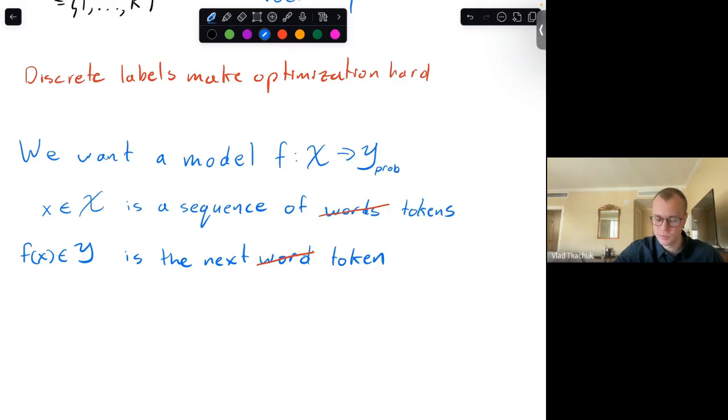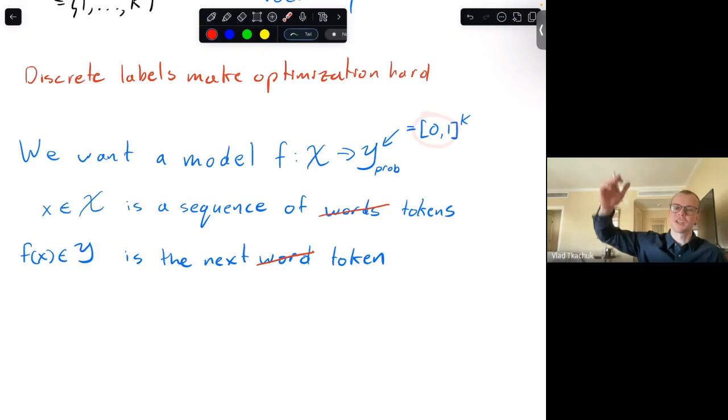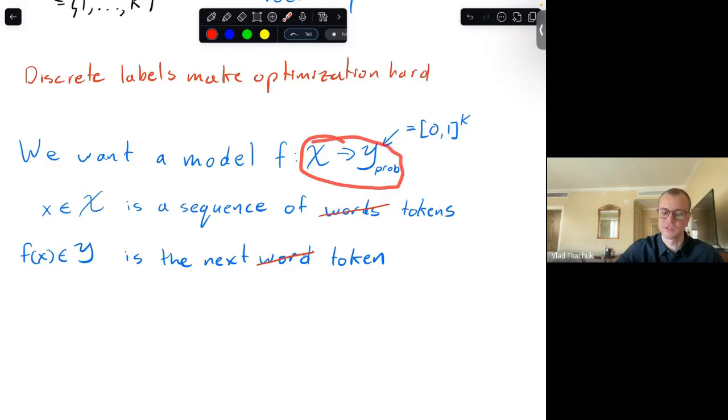And Y prob is going to be this giant vector of probabilities. So it's going to be numbers between 0 and 1, and there's going to be k of them, which is the number of tokens. So for each token, this is the probability of that token. We've seen this. This is a giant vector of k numbers representing the probabilities of each token. So this is exactly what we did in multi-class classification.